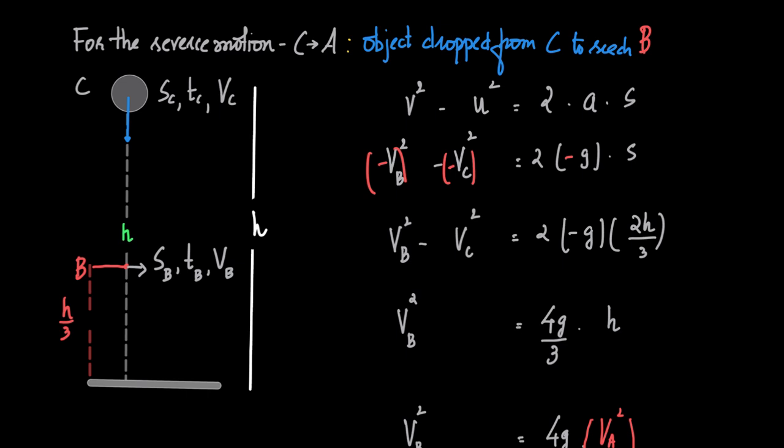Okay, now, so B is at a height h by 3 from the ground, which means it will be at a height of this much, which is actually h minus h by 3, which is 2h by 3. So VB square minus VC square, which is 0, equals 2 into minus g into 2h by 3. So VB square is 2 into minus g, 2h by 3.